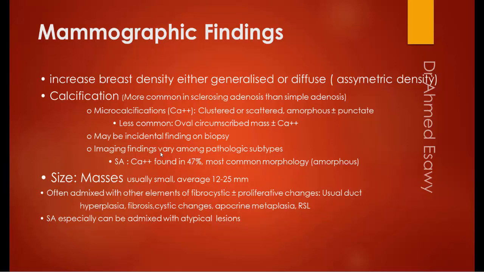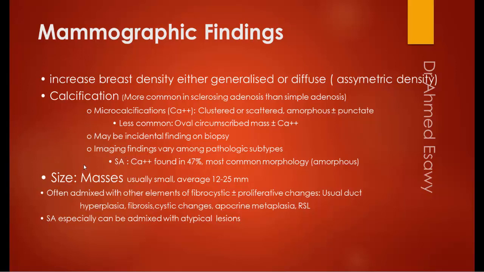Imaging findings of calcification vary among pathological subtypes. In sclerosing adenosis, calcification is found in 47%. The most common morphology is amorphous calcification in sclerosing adenosis.